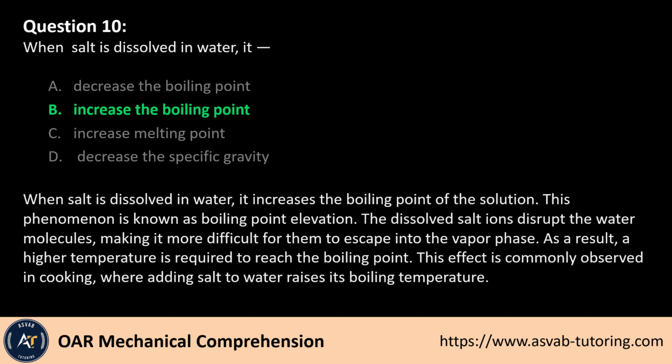This phenomenon is known as boiling point elevation. The dissolved salt ions disrupt the water molecules, making it more difficult for them to escape into the vapor phase. As a result, a higher temperature is required to reach the boiling point. This effect is commonly observed in cooking, where adding salt to water raises its boiling temperature.